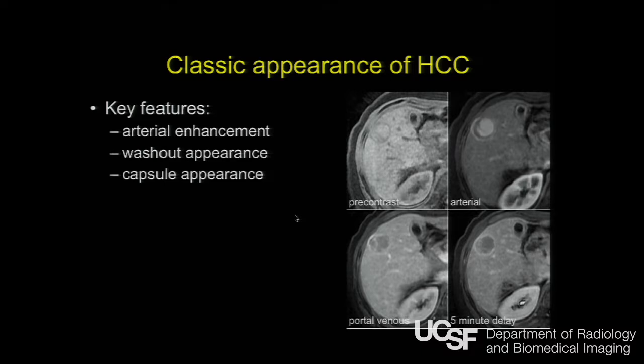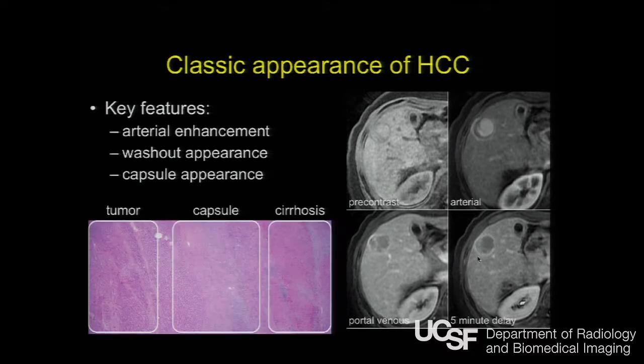Okay, HCC. Thankfully now we are a little more consistent in our interpretation, which I'll go through, but there are three key features of hepatocellular carcinoma, right? Arterial phase hyperenhancement, washout appearance, and capsule appearance. So here you can see the arterial phase hyperenhancement. Clearly this lesion demonstrates washout, and you see a nice well-formed capsule surrounding this lesion. This is diagnostic of HCC, and this correlates very nicely with what we see on pathology.